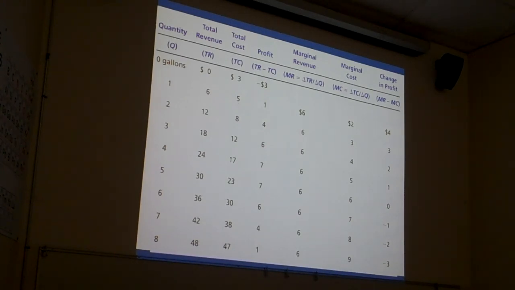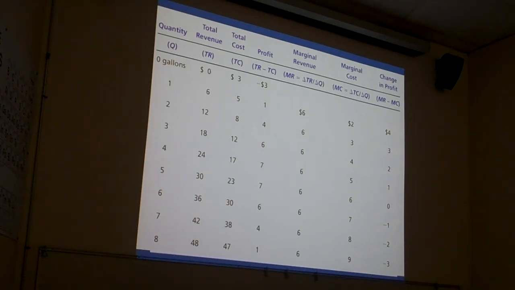What is rising over in this area? What's going up? Marginal cost. Why is it going up at an increasing rate? Diminishing marginal product. So our marginal cost curve is increasing at an increasing rate due to diminishing marginal product. How much does it cost us to make the second unit? $3. How much does it cost us to make the fourth unit? $5.